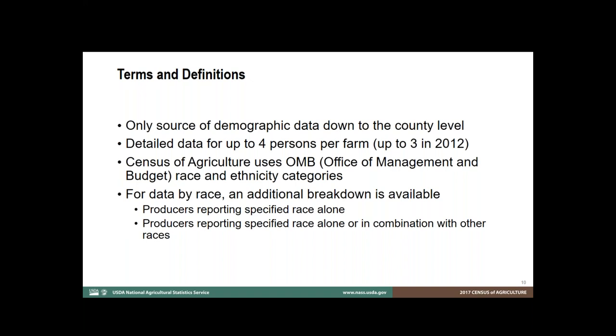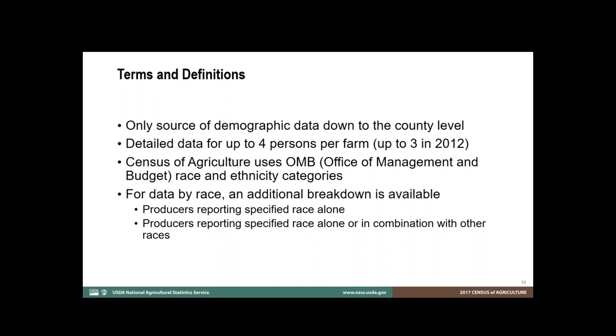We collect detailed data on the census for up to four persons per farm. And some of the demographic data that we collect is on the race and ethnicity of farm producers. And we use those categories that are established for federal surveys that are promulgated by the Office of Management and Budget, OMB, and we use the specific categories they specify.